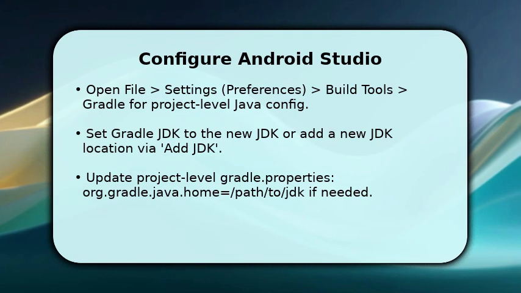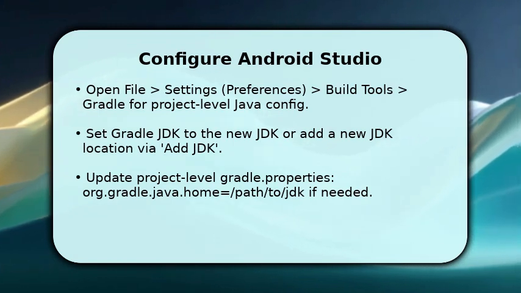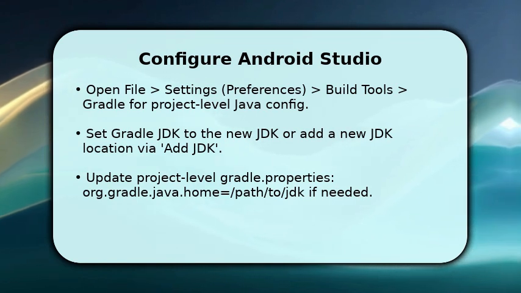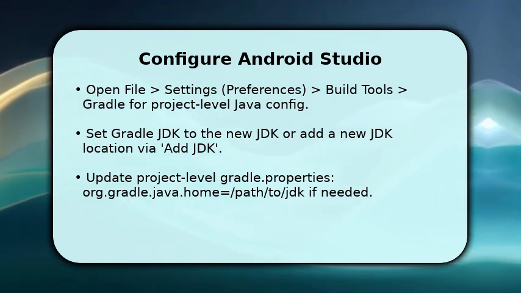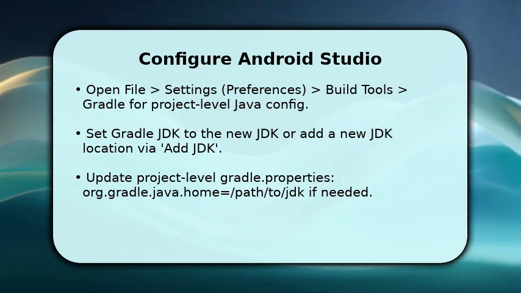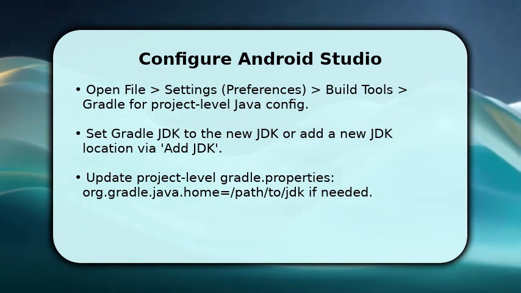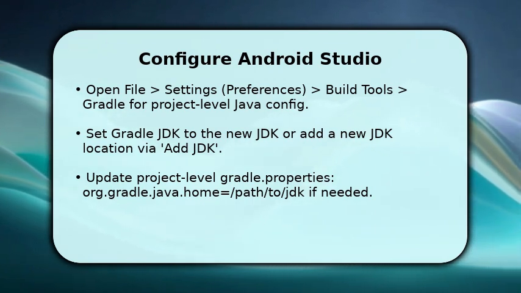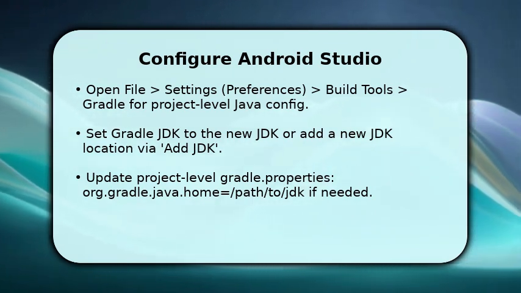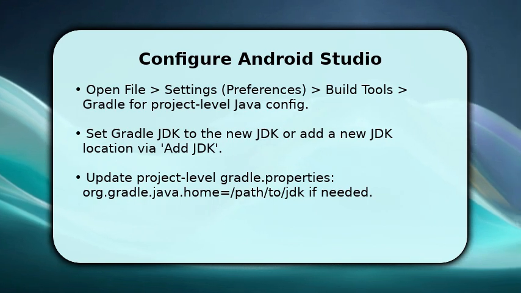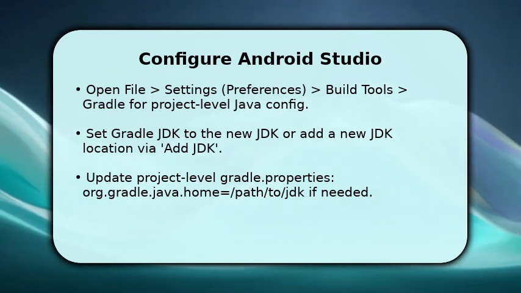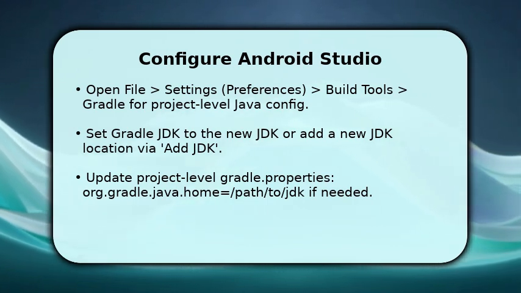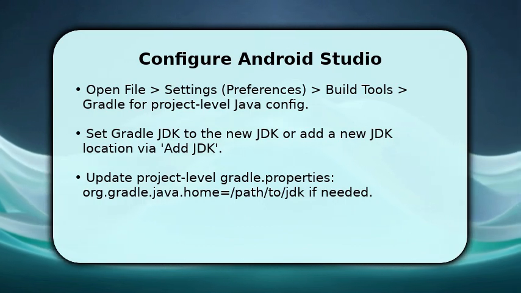You now change Android Studio's configuration. Open Settings or Preferences and go to Build Tools, then Gradle. Set the Gradle JDK dropdown to the newly installed version or add its path. Make sure project structure also points to the same JDK for modules. Then edit gradle.properties in your project root to add or update org.gradle.java.home to the exact JDK path. This forces Gradle to use it. After saving, sync the project and watch the Gradle sync output for any JDK-related messages.